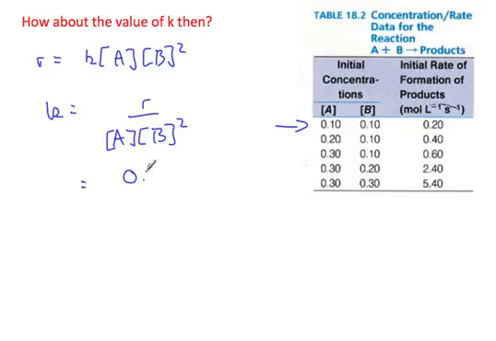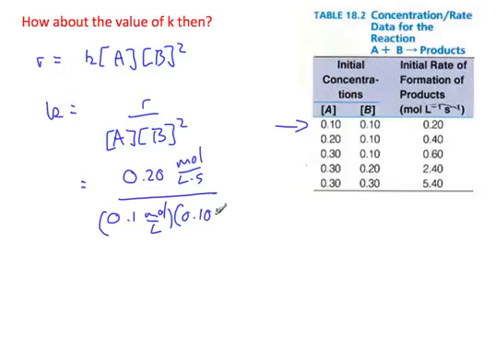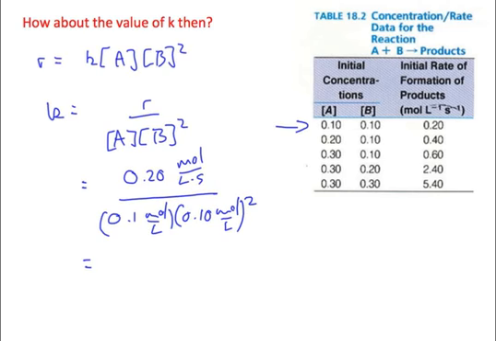So let's look at this. 0.20 moles per liter second divided by the concentration of A, which was 0.1 moles per liter, and the concentration of B, which was 0.1 moles per liter squared. Don't forget that. And so when we plug and play there, after you plug it into the calculator, it comes out as 200.